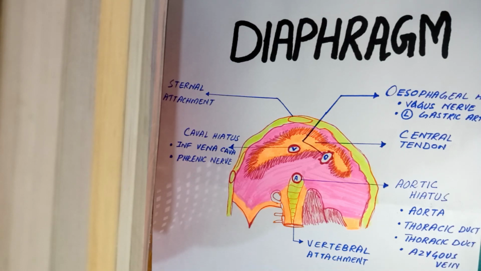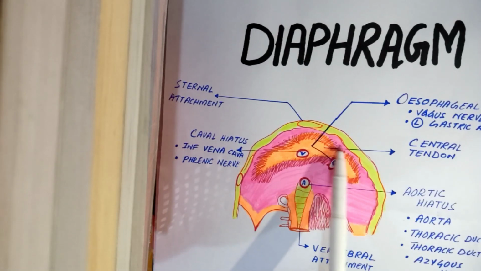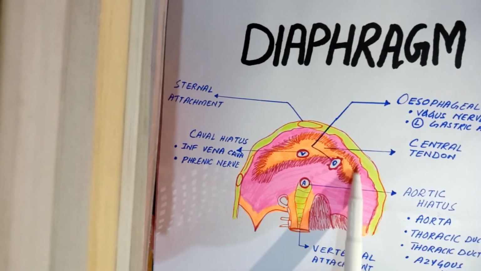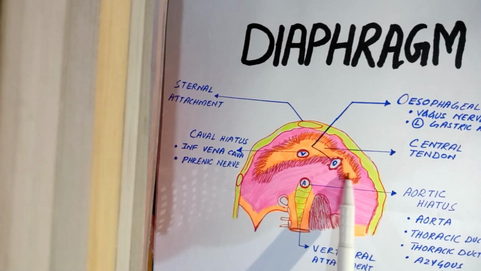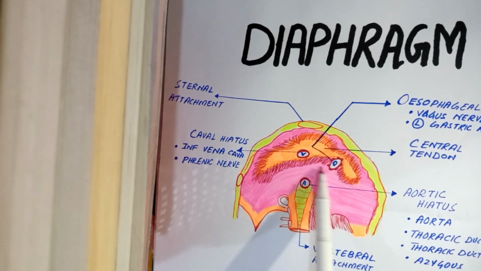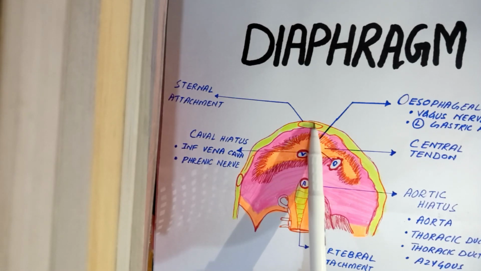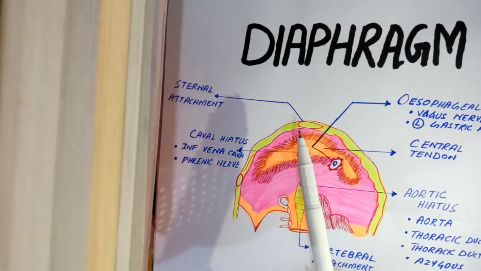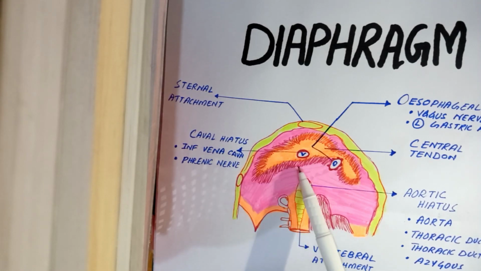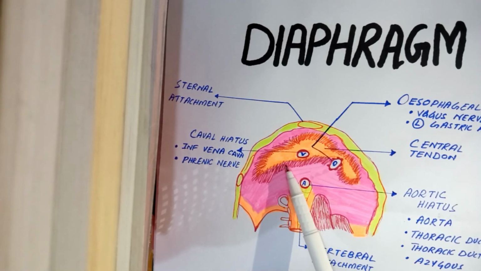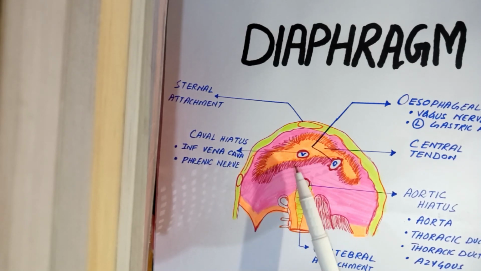Now the insertion of the diaphragm. You can see here, this is the central tendon. Diaphragm attaches here in the midline via central tendon. This central tendon is attached with fibrous pericardium superiorly. If we talk about the nerve supply of the diaphragm, it is supplied by phrenic nerve and its root value is C3, C4 and C5.